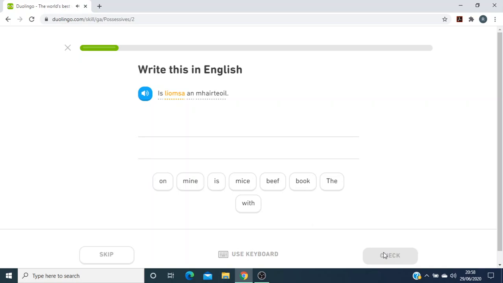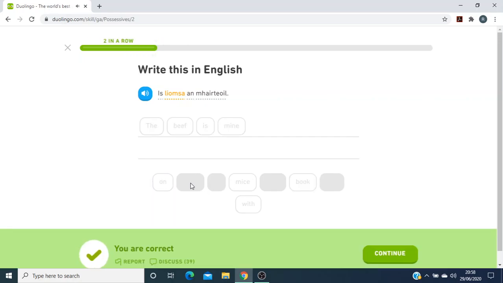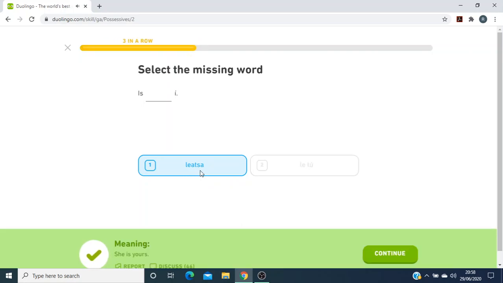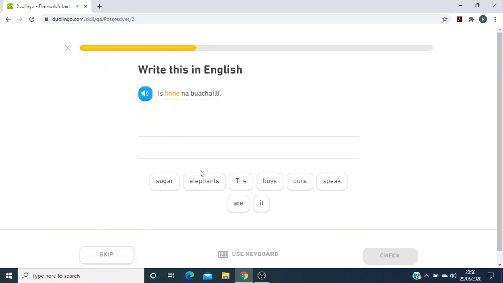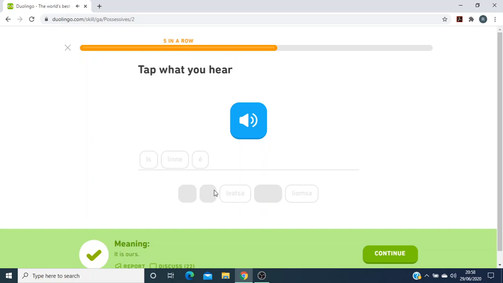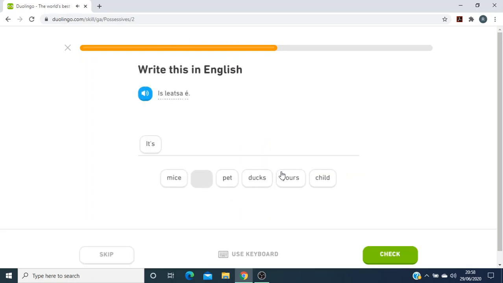Is liomsa an mhairteoil. So that's the beef is mine. Yep, is mine. So the beef is mine. Is leatsa í. That's she's yours, or it's yours, if the í is referring to a feminine noun. Is linne na buachaillí. So the boys are ours. Is linne iad. They're ours. Is leatsa é. So it's yours.